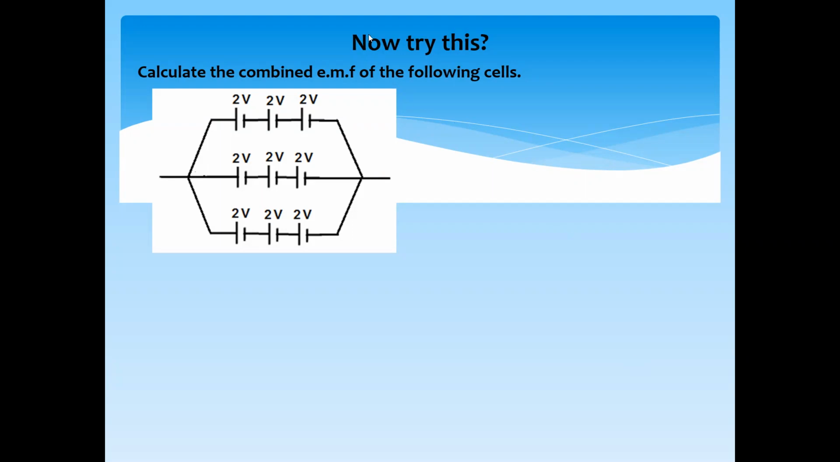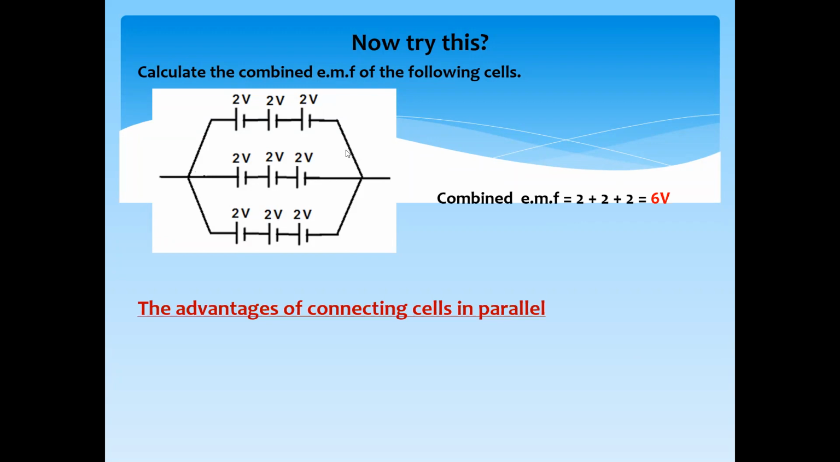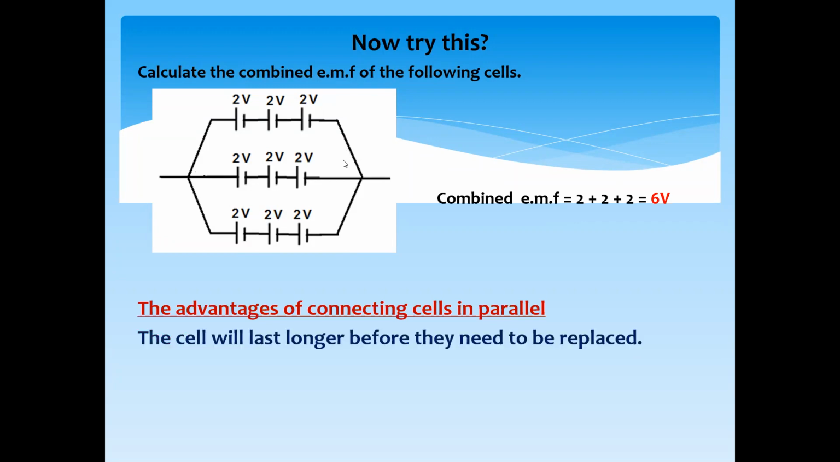Yeah, that is 6. Why? Because this combination is 6, 6 and 6, and they all are in parallel, so the combined EMF will be 6. What are the advantages of connecting cells in parallel? The cells will last longer before they need to be replaced, and it can provide a higher current.